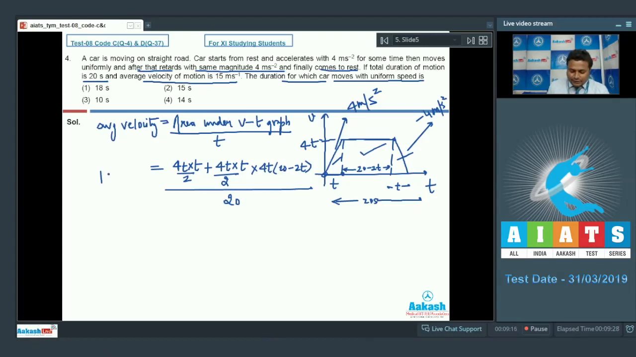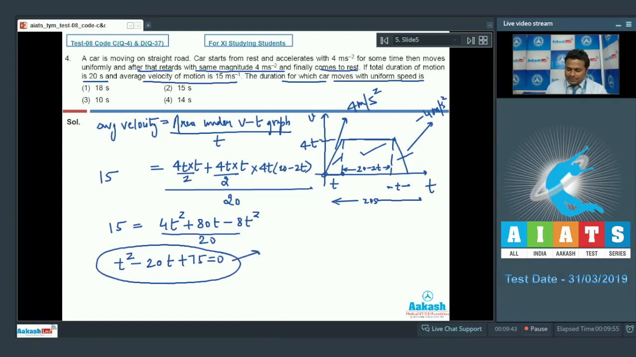Average velocity is given in the question, that is 15 meter per second. So 15 will be (40t square plus 80t minus 8t square) whole divided by 20, and after solving we will get a quadratic equation, that is t square minus 20t plus 75 equals 0.